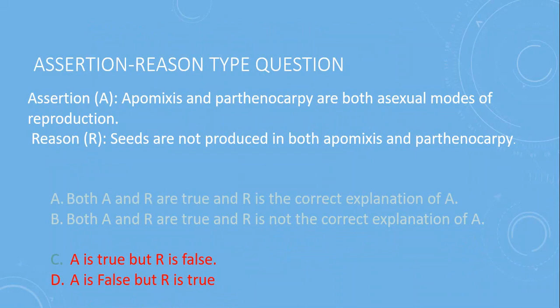Now if of the two statements, any one is wrong or not true, then your option should be C or D. Like in this example, apomixis and parthenocarpy are both asexual modes of reproduction is right, because both these are happening without fertilization. The reason given is seeds are not produced in both apomixis and parthenocarpy. This statement is wrong because in apomixis you have seeds without fertilization, whereas in parthenocarpy there are no seeds and no fertilization. So the second reason statement is wrong, and hence the option is C in this case. So this is how you eliminate the wrong options and come to the right option.